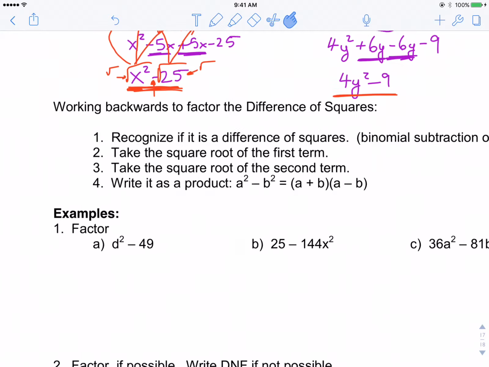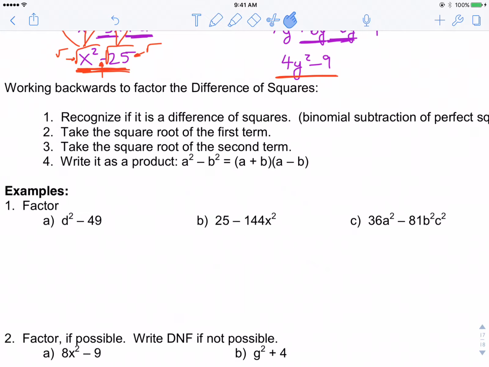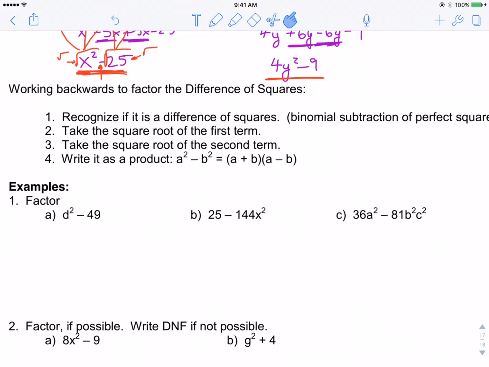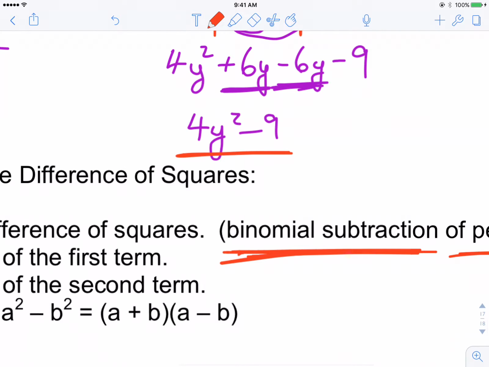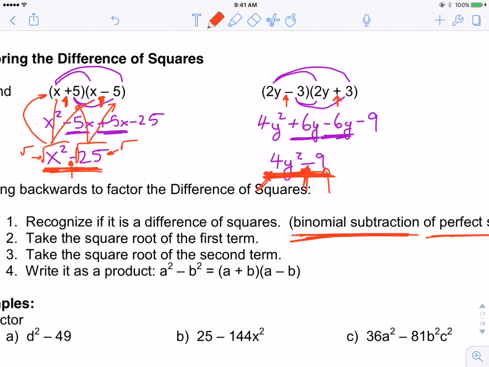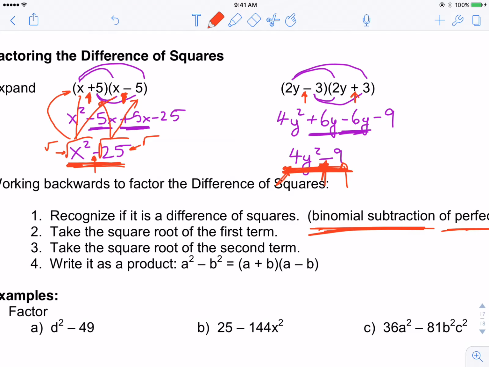So if you're working backwards to factor difference of squares, first you have to recognize that it's a difference of squares. Is it a binomial subtraction of perfect squares? What does that mean? Is it a binomial, two terms, subtraction of something that is perfect squares, 4y squared and 9? Once it is, what do you do? You take the square root of the first term, take the square root of the second term, and then write your product out as one being plus and one being minus.